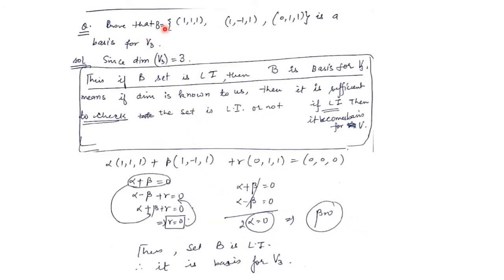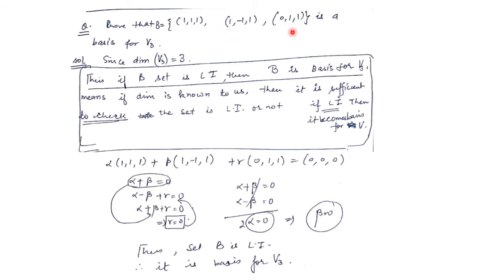So next, you are given a set, and we want to prove whether it is a basis for V3 or not. Now what is the dimension of V3? It is 3. I have already told you that when the dimension is known to us, and a set has that number of elements, here 3 elements, it is sufficient to prove that this set is LI or not.